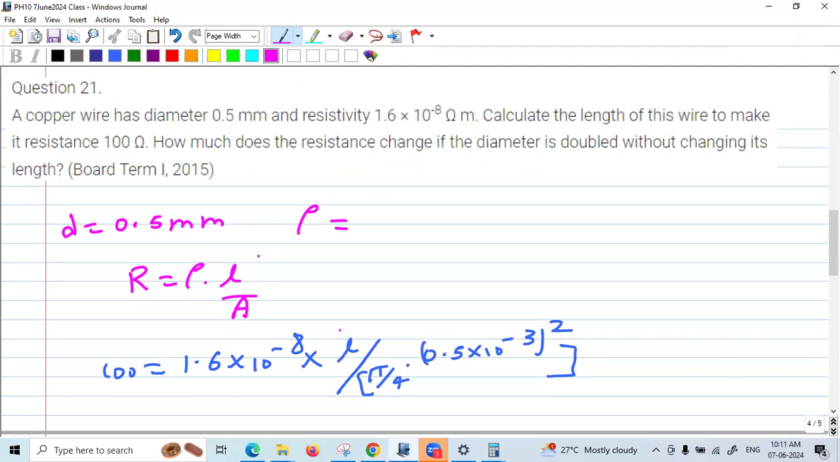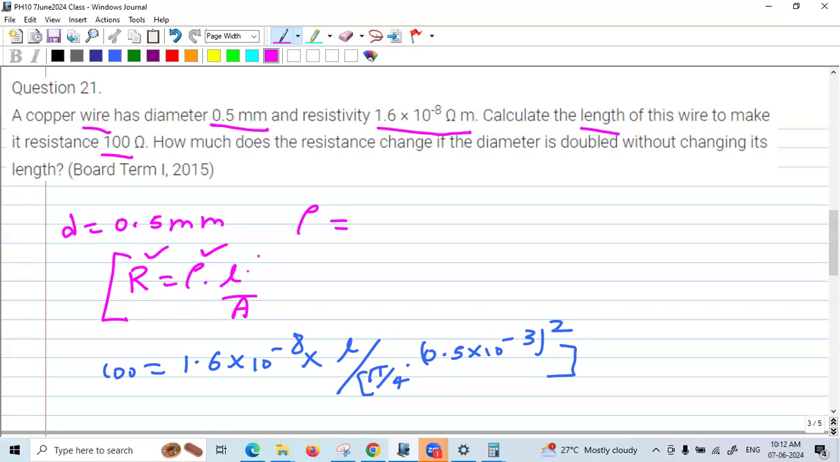Okay, who has a doubt? I'm explaining the question again. Copper wire, diameter is given as 0.5 millimeter. Resistivity is this much ohm meters, which is in SI units. Calculate the length such that the resistance is 100 ohms. You have this relation, right? R equals rho into L by A. So R is given as 100 ohms.